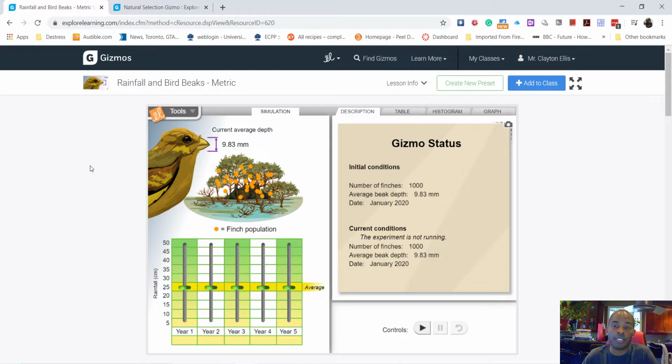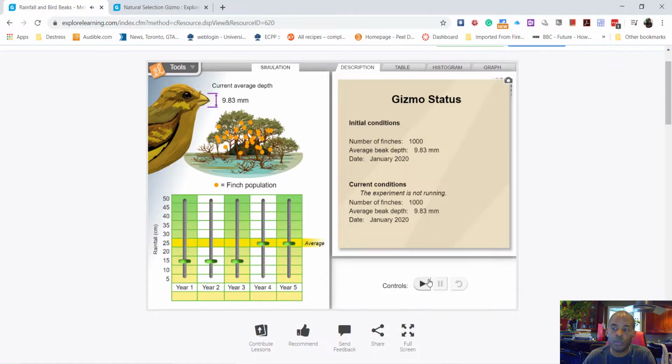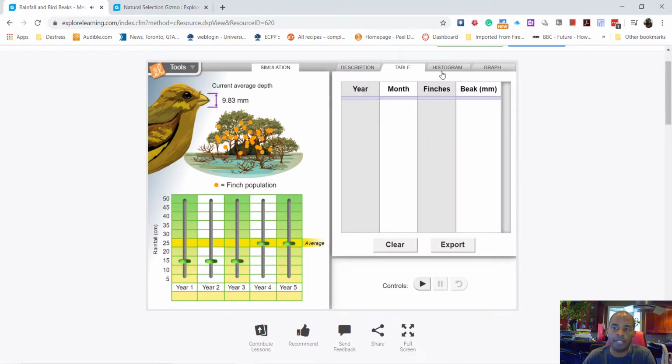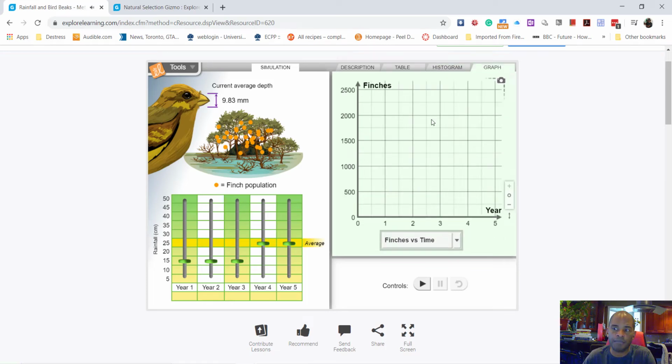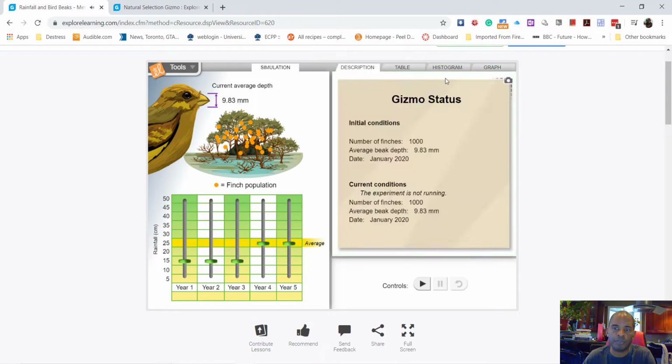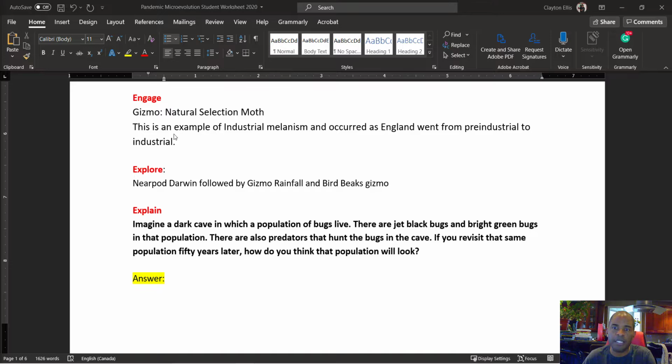Once you watch that Nearpod, you'll then be able to work through this gizmo, adjusting the amount of water each year, and depending on how you adjust it, when you run it, you may see evolution occurring. You have a table tab, a graph, and a histogram that you can refer to. All right? So that will be your Explore.